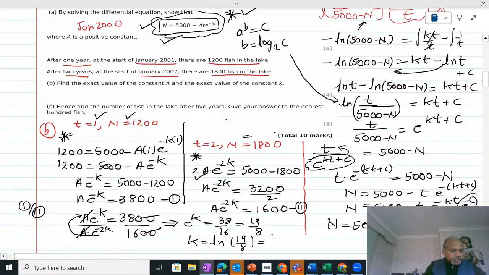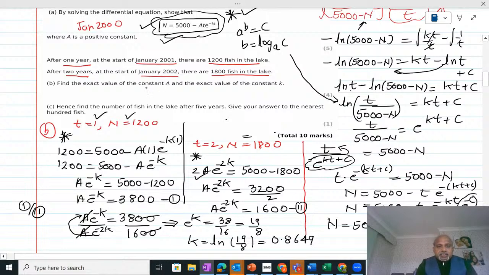And if you want, you can go for decimal. Do not leave anything for the examiner. Write down in ln and write down in the decimal form as well. Whatever the examiner wants to pick, they can pick when both answers are there. Okay, so this is our k value, right?